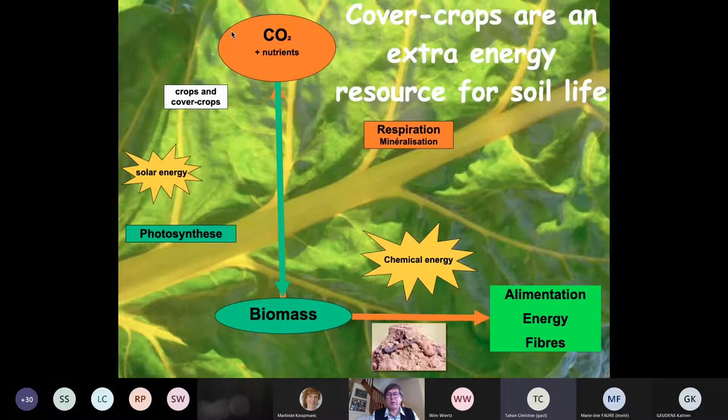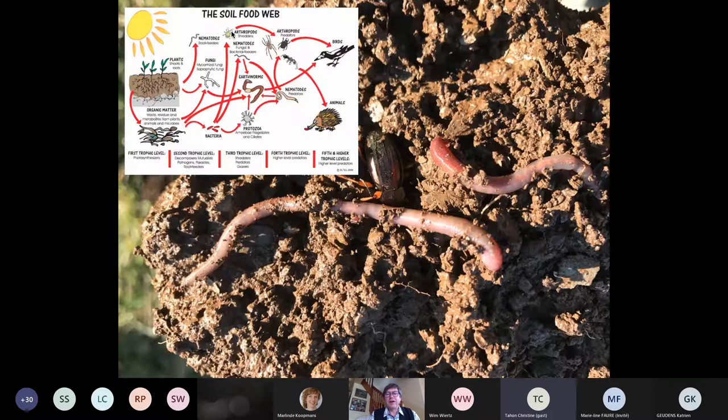And cover crop also increases the food for the soil life. I mean, there is no doubt: if you want more soil life, you have to grow more crops, more diversity, to add more photosynthesis to the system.